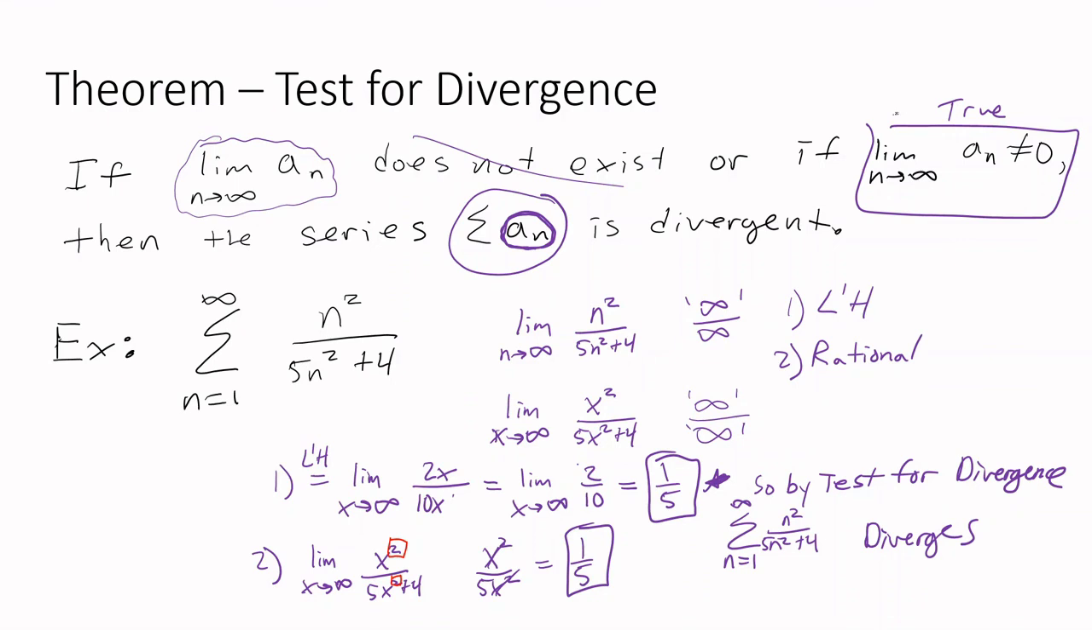This is a condition right here. And as soon as you've shown that the conditions of the theorem are true, you're good to go. So that's it. That's the test for divergence, which will be a really nice one for us.